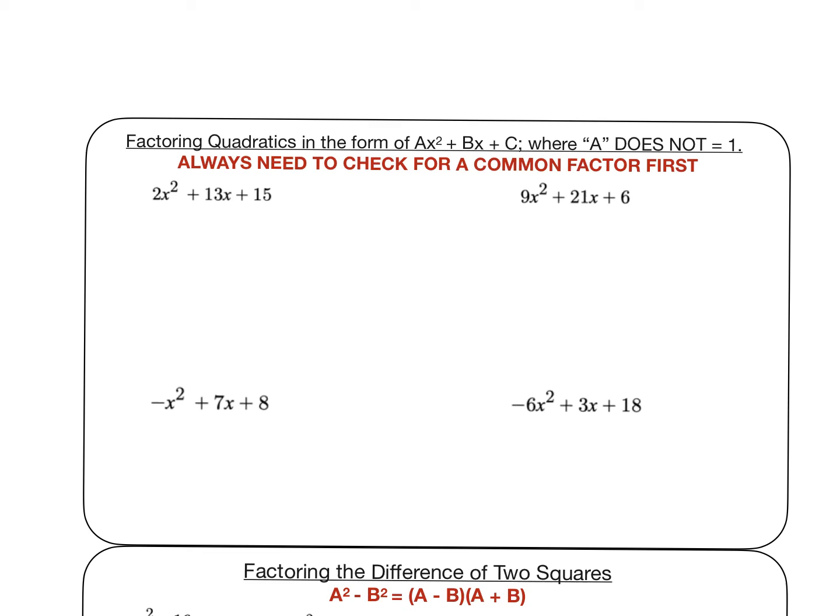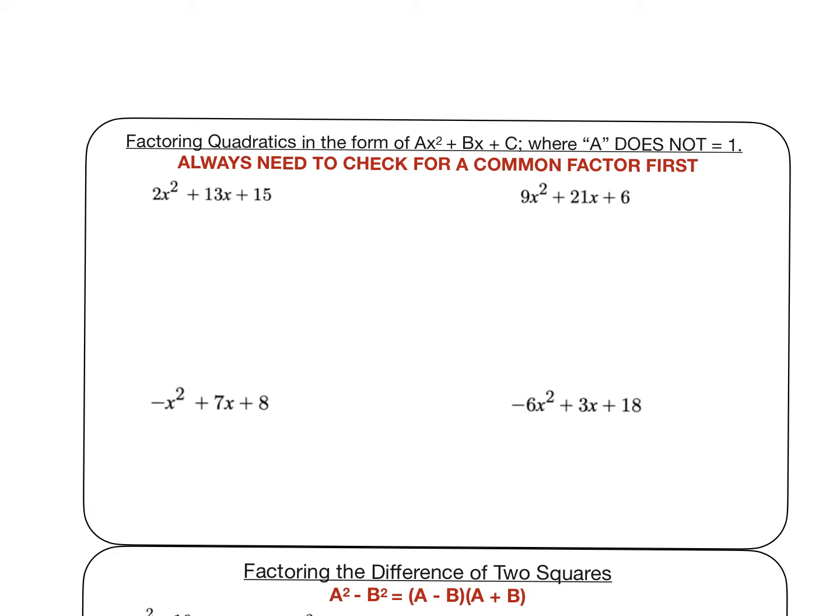All right, in this section, we're going to look at something that is kind of similar to the last section that we did. Last section, we were factoring quadratics in the form of ax squared plus bx plus c, where a did equal 1. Now, in this case, a does not equal 1, which basically means every one of these has an x squared with something in front of it, a numerical coefficient other than 1.